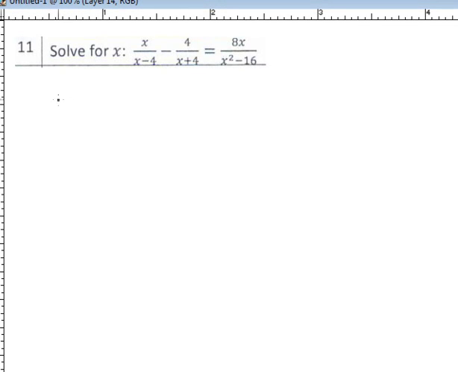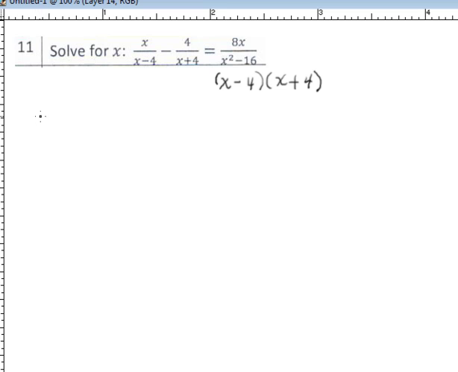Number 11 is a rational equation. All right, let's clear out the denominators. And to do that, we want to see what we should multiply by in order to get rid of those denominators. So let's factor the denominator, this one that can be factored. This is x minus 4 times x plus 4. So if we multiply both sides by x minus 4 times x plus 4, all three denominators will cancel.